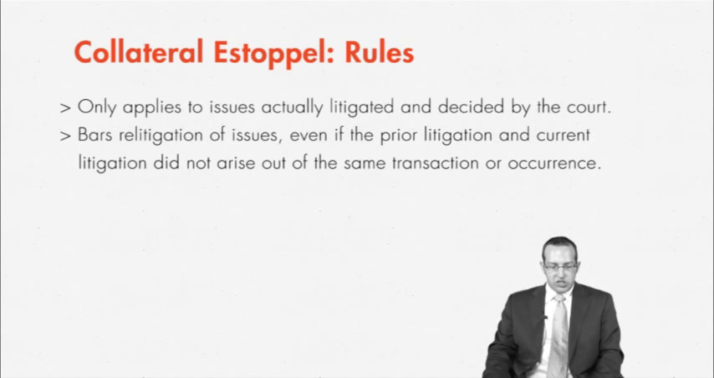If you recall, we said that res judicata bars all claims that could have been brought pursuant to the transaction or occurrence that underlies the case. Collateral estoppel is limited explicitly to issues that were actually litigated. But collateral estoppel is also more broad than res judicata. It bars the relitigation of issues even if the prior litigation and the current litigation did not arise out of the same transaction or occurrence. Indeed, even if they are otherwise completely unrelated.